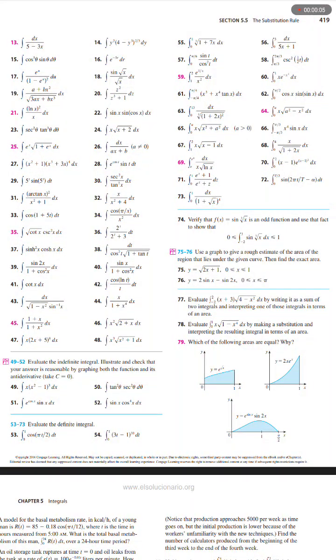From 49 to 52, evaluate the indefinite integral. Illustrate and check that your answer is reasonable by graphing both the function and its antiderivative. Take big C equals 0. The integral of x times (x squared minus 1) to the power 3 dx.